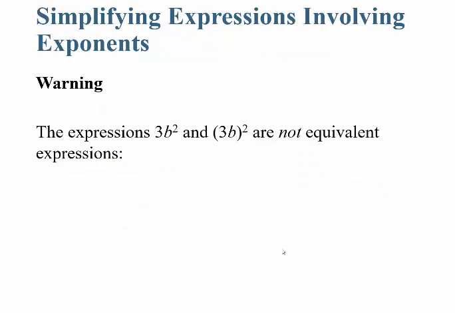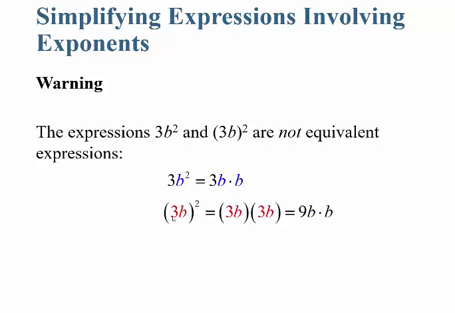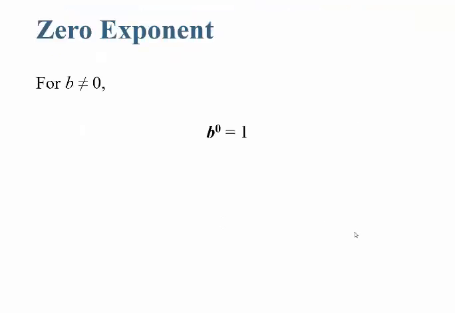Okay, so let's just be careful here. When you see the expressions 3b squared and 3 times b squared, they are not equivalent expressions. 3 times b squared is equal to 3 times b times b, whereas 3b squared gets you 3b times 3b, which is 9 times b times b. So just be careful of where you see the parentheses. Another thing, when the base b is not equal to 0, anything raised to the 0 power, even 10 million raised to the 0 power, is always equal to 1.